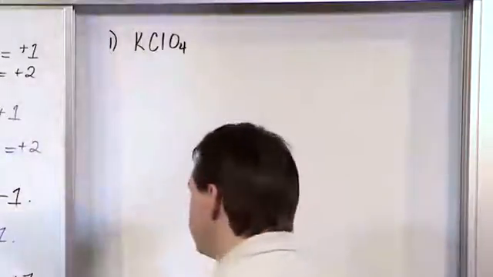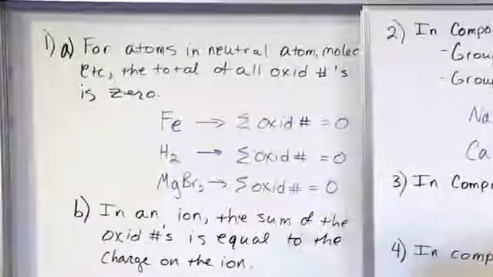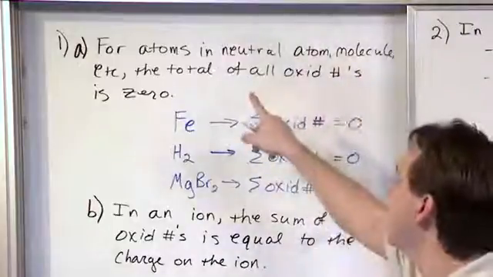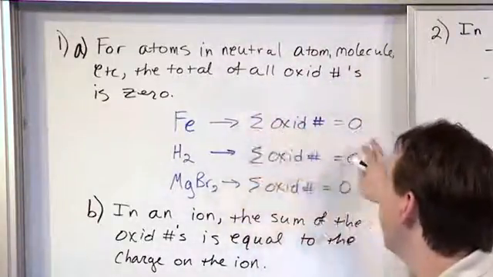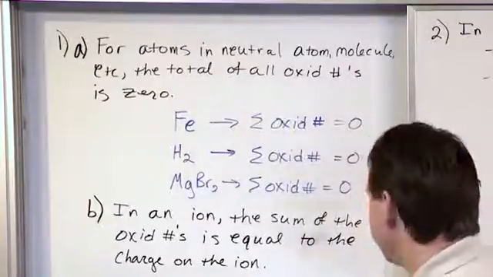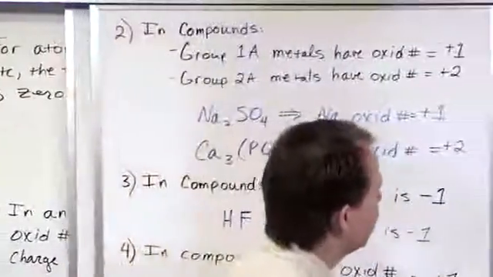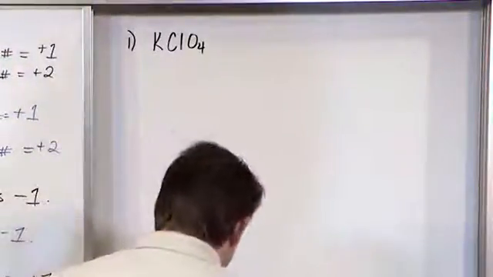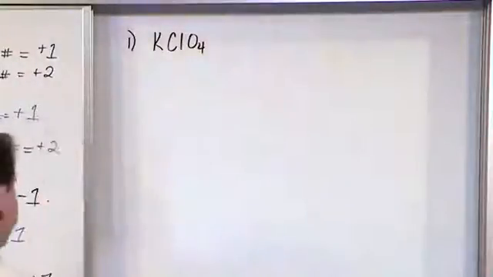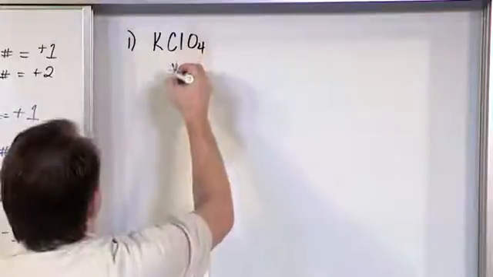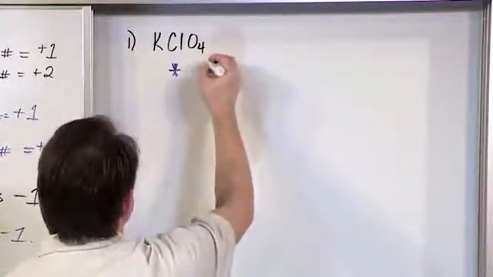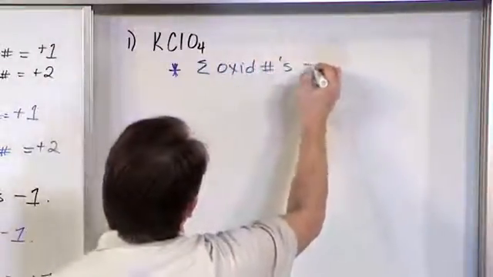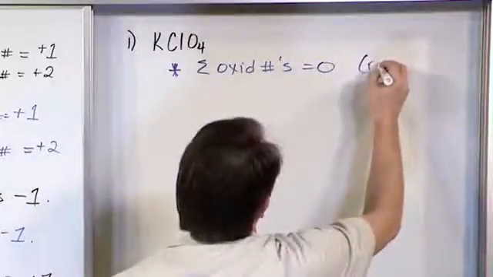So the very first thing we do is look at the priority order. Rule number 1 says that for atoms in neutral molecules, the sum of the oxidation numbers has to be 0. Rule number 1 applies here. In fact, rule number 1 is always going to apply because we're almost always going to have neutral atoms here. So I'm going to put an asterisk here, just to remind myself. I'm going to say that the sum of the oxidation numbers is going to be equal to 0, and in parentheses, I'm going to put rule 1.